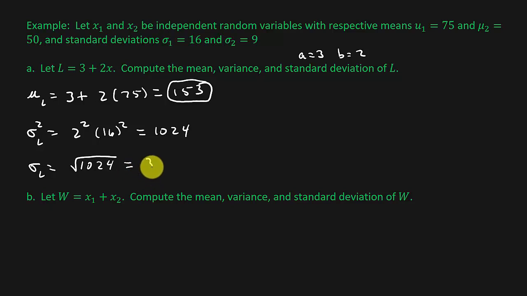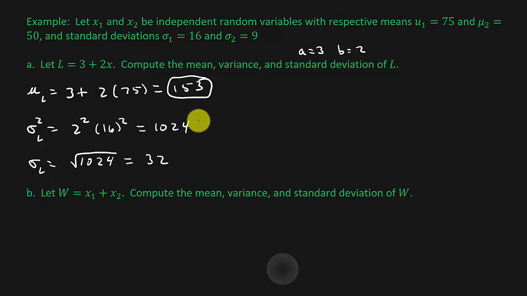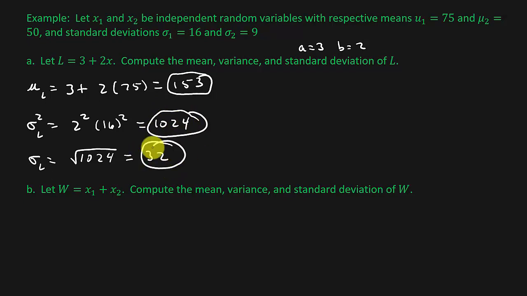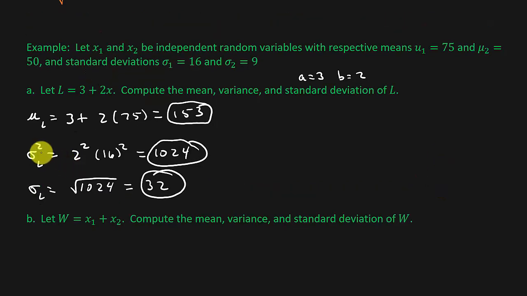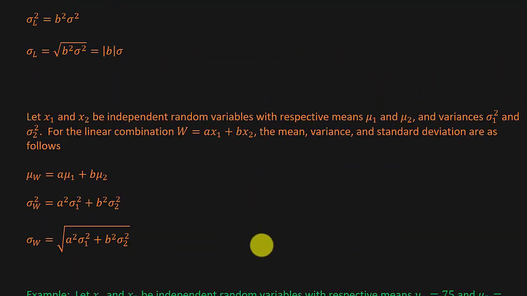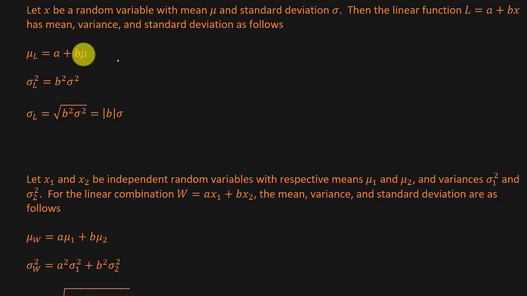So you can see it's pretty easy. You just need to identify a and b. That's all you've got to do. And then for the variance and standard deviation, and then for mu, you're just plugging in the mean for mu. So you're plugging in the mean right here. All right, so what about these next ones? So we've got, let W equal x1 plus x2. Compute the mean, variance, and standard deviation of W.